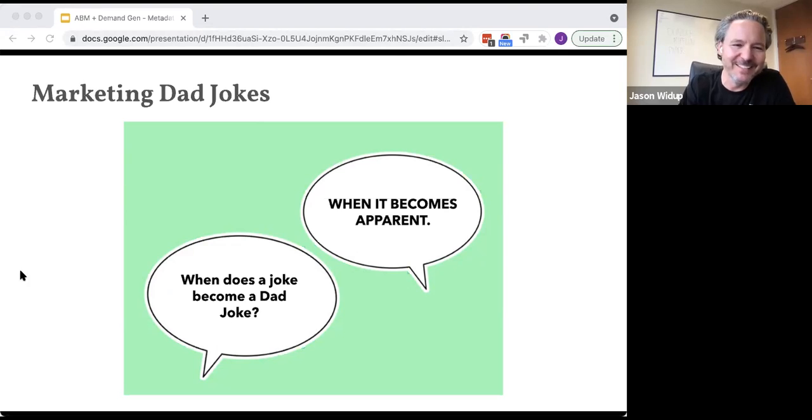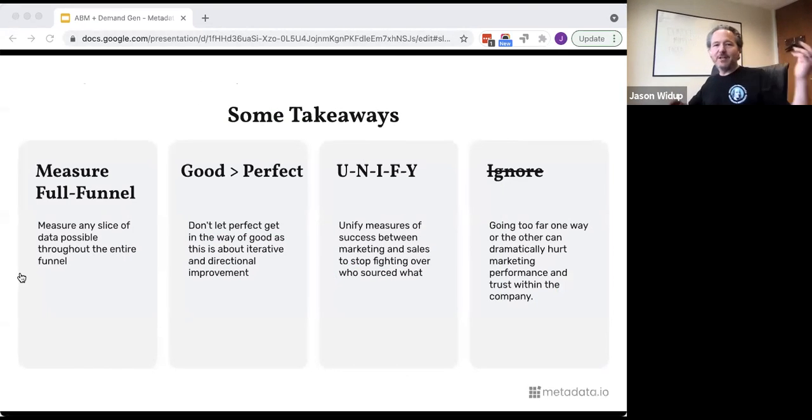What happened? Okay, some takeaways. And then we'll try and answer a couple of questions. Okay, so measure the full funnel. I mean, measure any slice of data that's possible. But again, don't forget that not everything is measurable. So use it directionally, for intuition, knowing what works, knowing what's going to actually build relationships and trust with people. We talked a lot about good is better than perfect, right? So don't let perfect get in the way of good. MVP everything, put some budget at it, experiment as much as you possibly can.